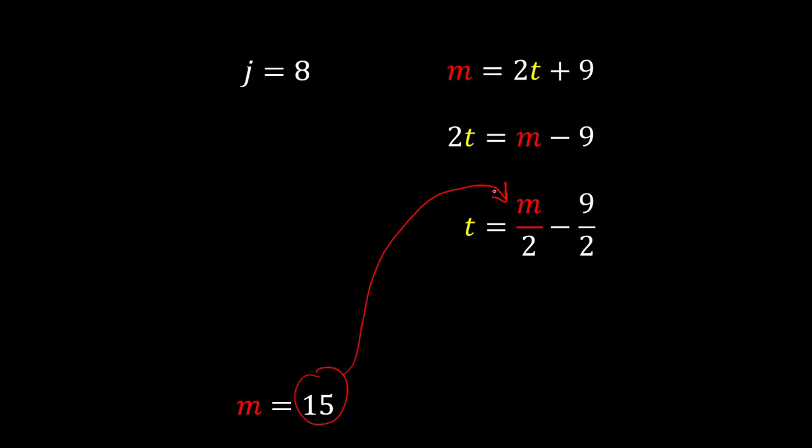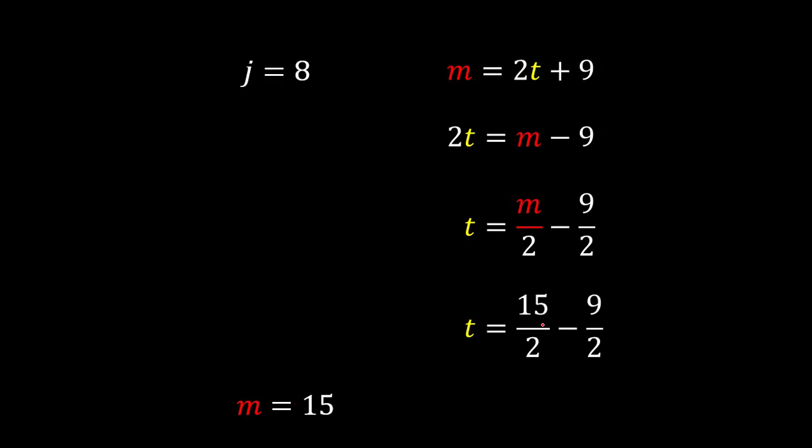We know m equals 15. So having subbed that in, we end up with 15 over 2 minus 9 over 2. We can just subtract 9 from 15, which gives us 6. So t equals 6 over 2, which is also known as the number 3.